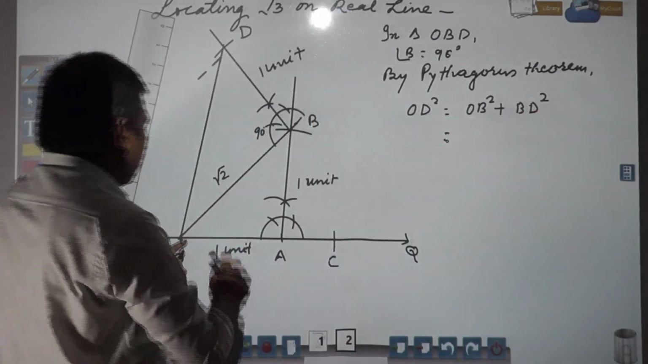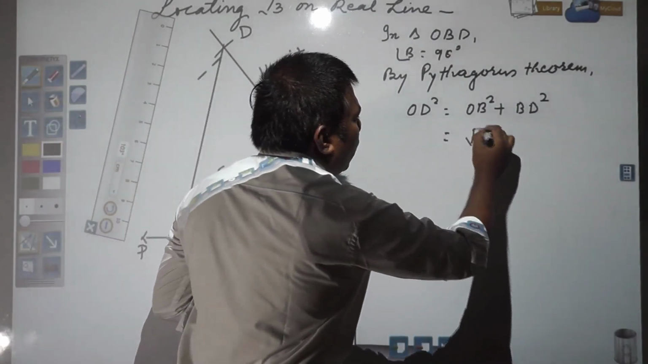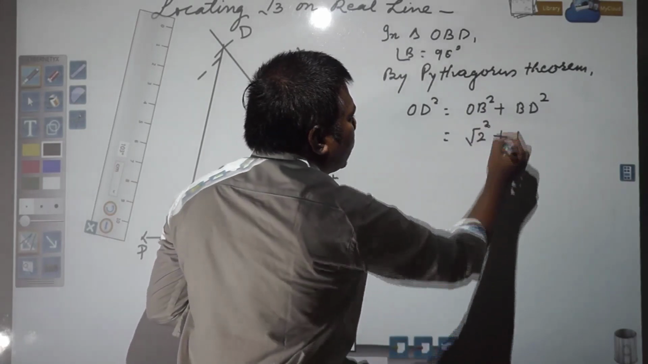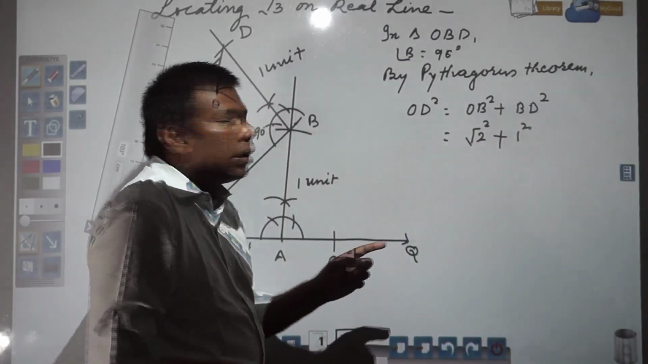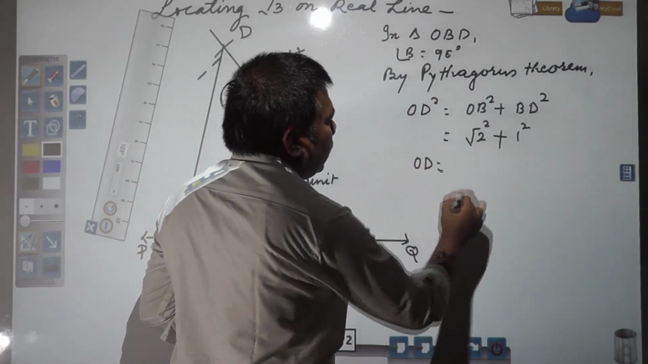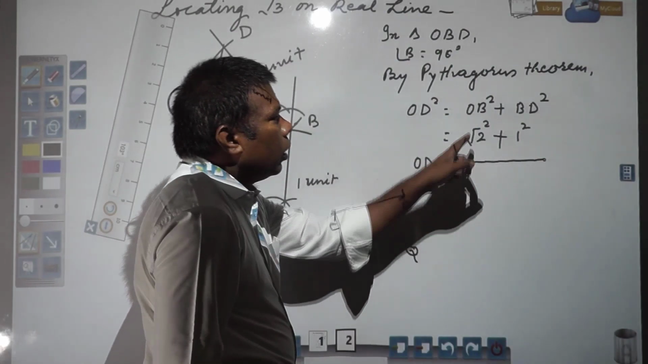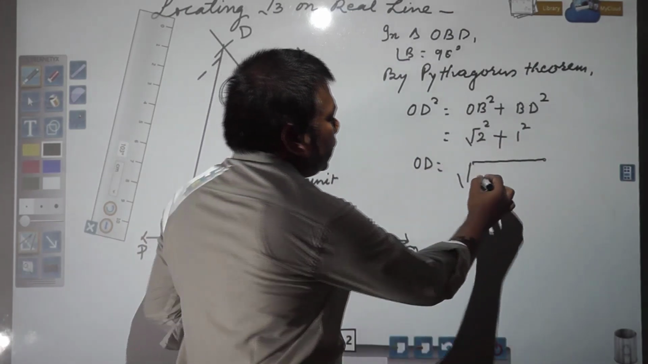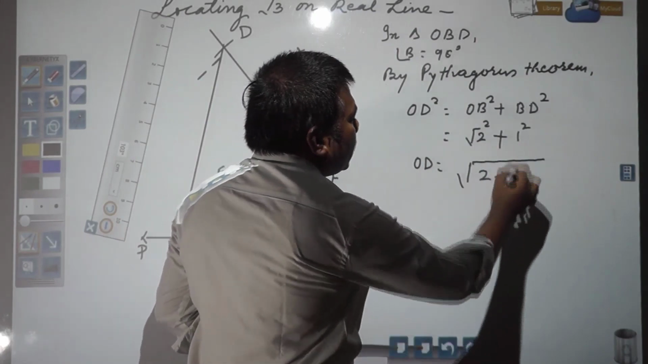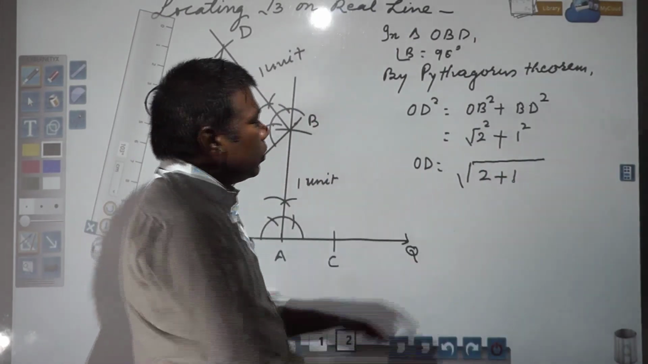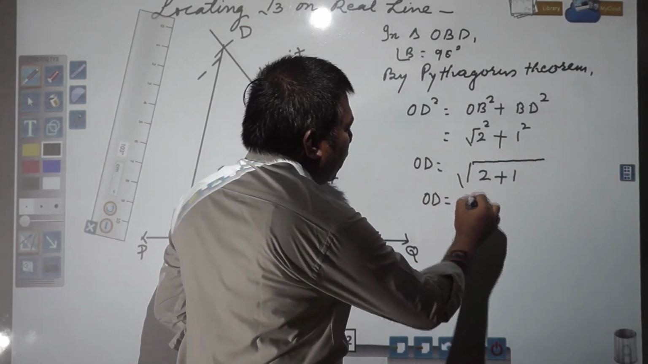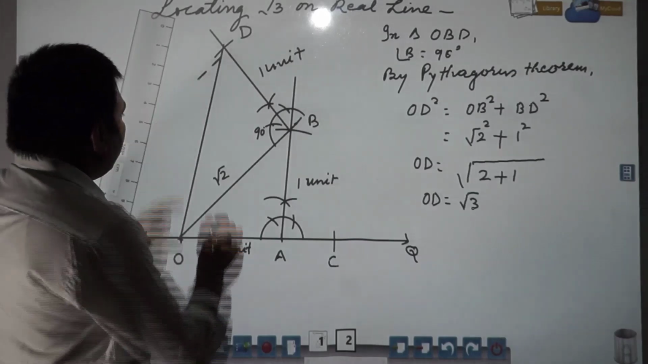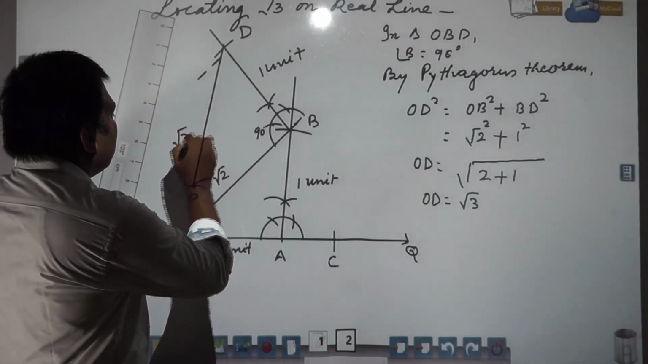Now you see OB is root 2, already you have got, plus BD is 1 unit. So root 2 square plus 1 square you will get, and OD will be equal to under root of root 2 square plus 1 square, and root 2 square is equal to 2, and 1 square is equal to 1. So finally you got OD is equal to under root 3. So this length of OD you got, under root 3.